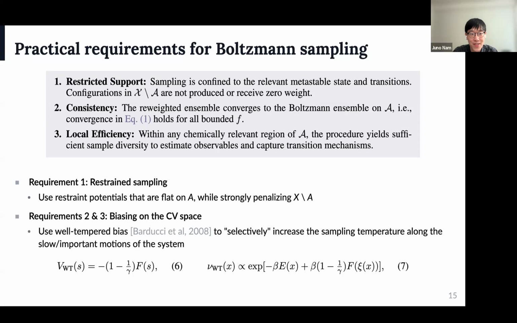So first, we want a restricted support. So we have some kind of connected component or accessible component A that we want to confine the sampling on. And we can do that by using a restraint potential that is essentially zero on this accessible component A, while we strongly penalize all the configurations that are outside A.